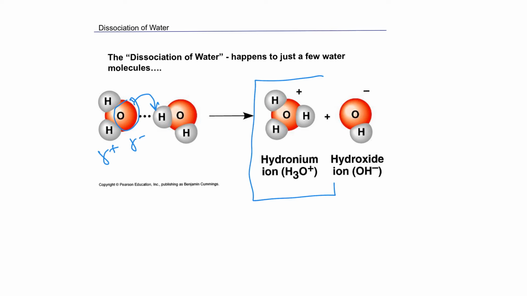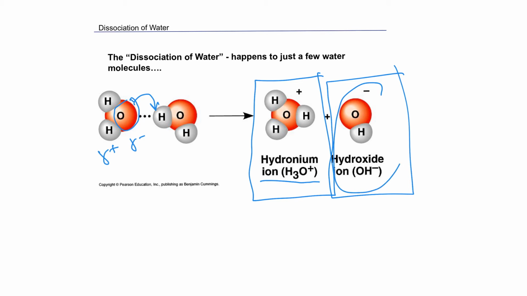And so then it makes 2 separate ions. It makes an H3O plus, because it had an extra hydrogen on there. And we call this the hydronium ion. And then the leftover water molecule that got its hydrogen taken away, we call it a hydroxide ion. And notice that if these got back together, you would have H2O. You'd actually have 2 H2O, 2 water molecules.